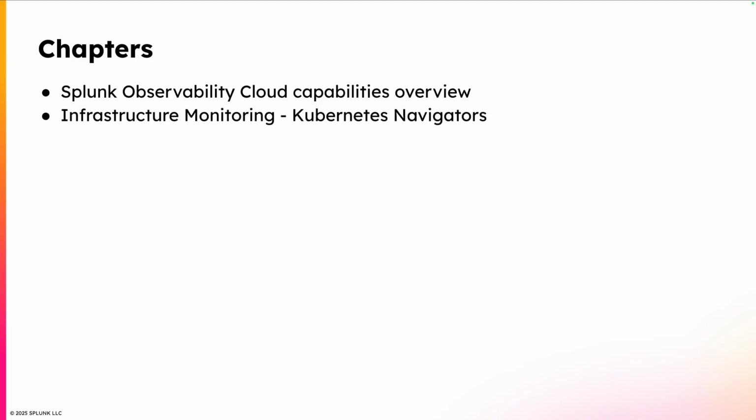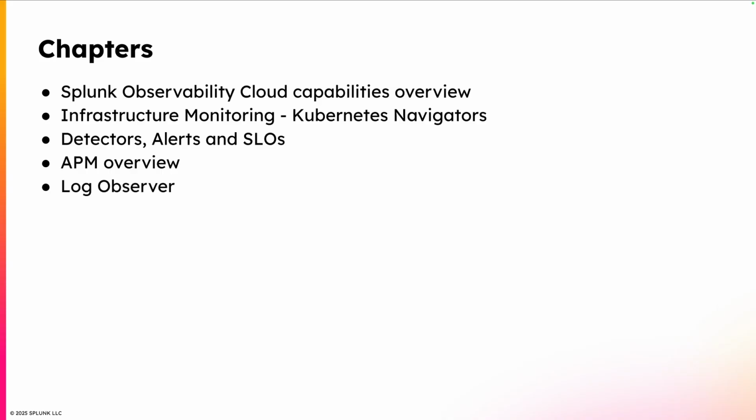I'll then introduce you to infrastructure monitoring, and we'll take a look at Kubernetes Navigators. From there, we'll look at detectors, alerts, and SLOs. We'll then take a look at metrics, traces, and the service map in APM.